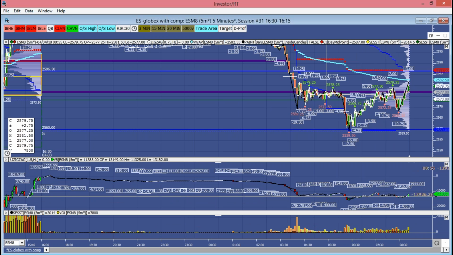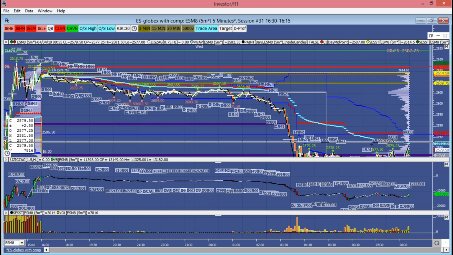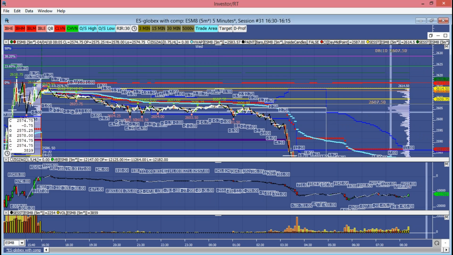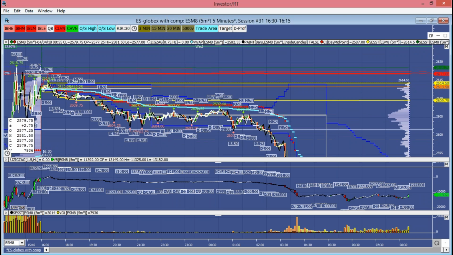The delta is minus 11,000. What's the volume so far? I always have a hard time reading the label here. Let me go to my other chart. I'll just pull it up there. It's easier.